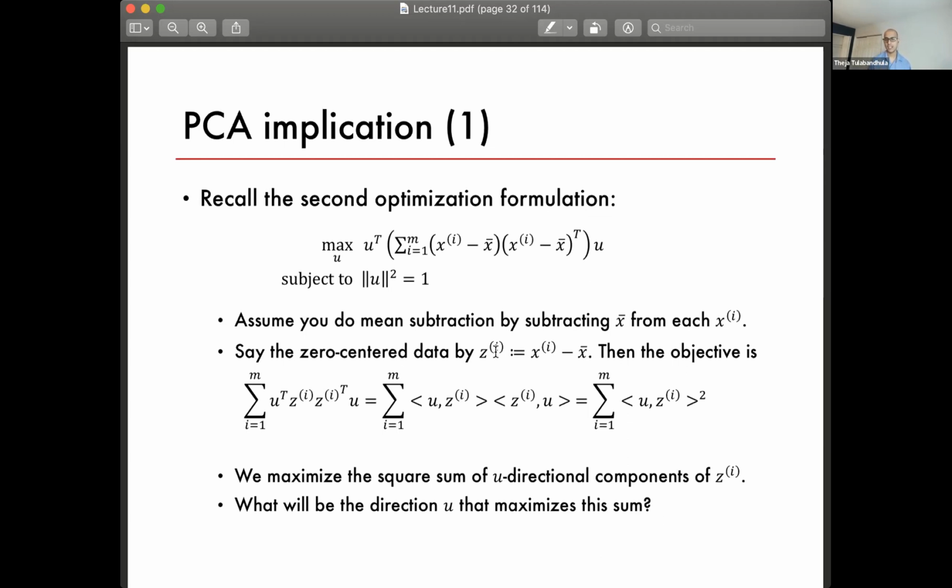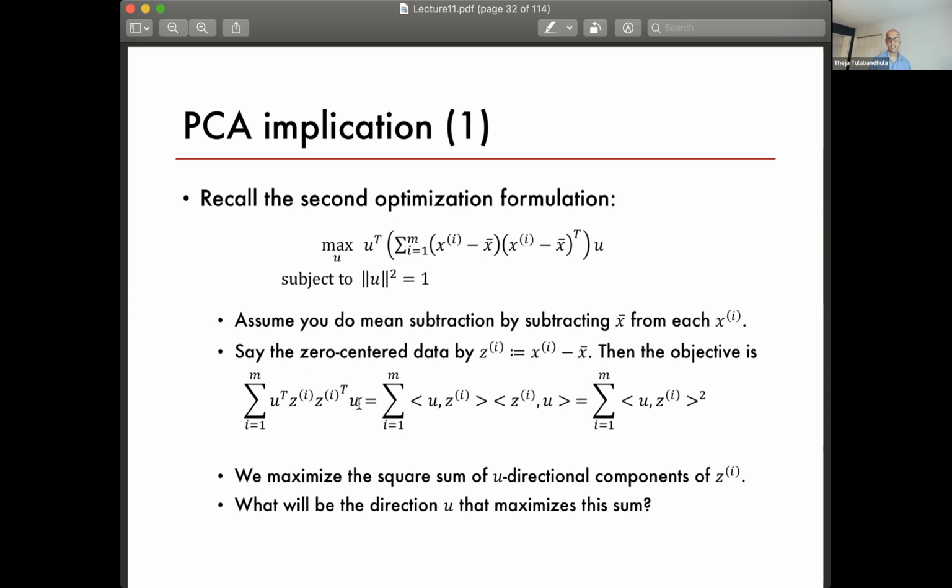So if you recast the problem in terms of z's, you have this original objective, U transpose this thing here. It's going to be U transpose Zi transpose U, where the summation I've just pushed out, so it has nothing to do with U. So U can be brought in: U transpose Zi transpose U. So we just changed the names of variables. Instead of xi minus x bar, we just call it Zi. So we just have this new expression here.